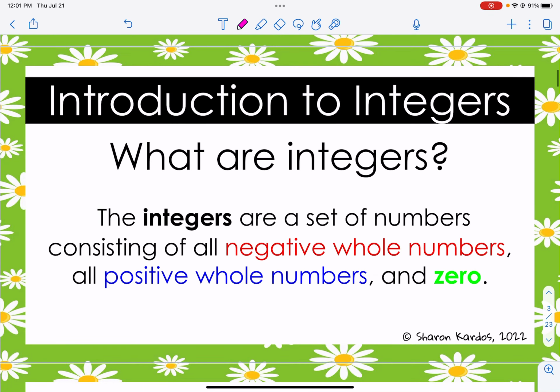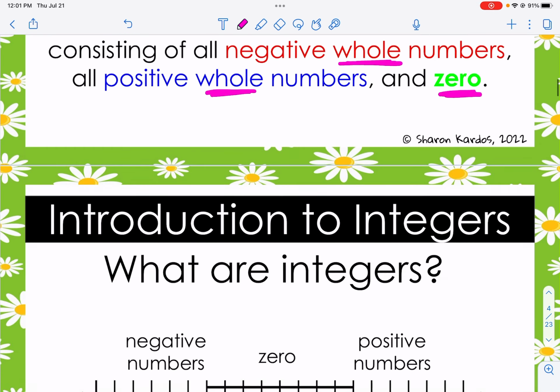So the first thing we're going to start with is, what are integers? And normally your teachers give you this lovely definition of an integer. The integers are a set of numbers consisting of all the negative whole numbers, all the positive whole numbers, and 0. And one of the key words in this definition is we're talking about whole numbers, okay? The negative whole numbers and the positive whole numbers. And I also want you to notice the word 0. 0 is an integer. It is neither negative nor positive, but it is an integer.